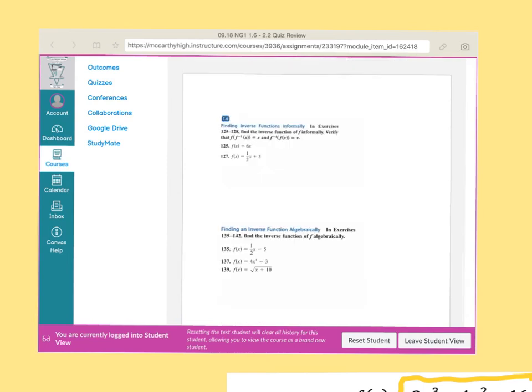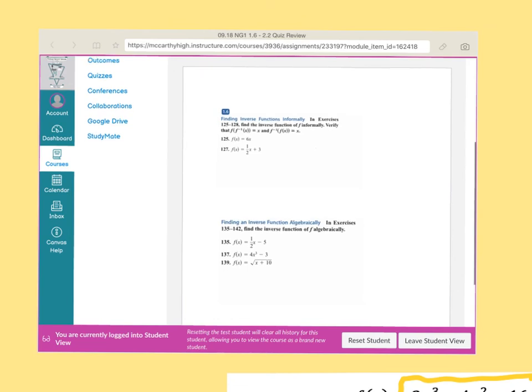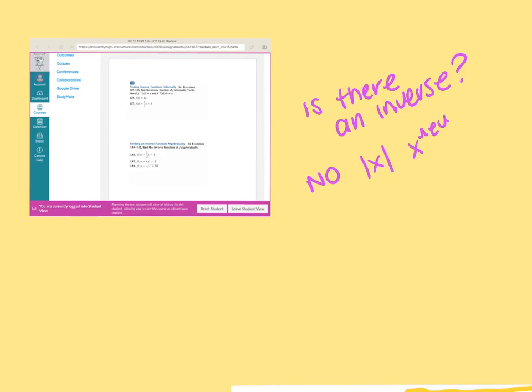Okay? Then the last page is your inverse functions. So identify if there's an inverse. Make sure you review that. So how do I know if it's an inverse? Remember that there's 3 tests. So that's not on the problems, but you definitely need to review that. Let me zoom this out. Is there an inverse? It's a no if x is an absolute value or x is raised to an even power. And no if it fails the horizontal line test.